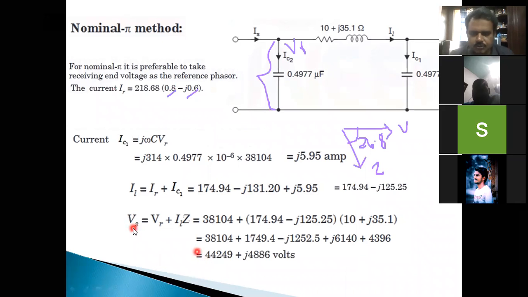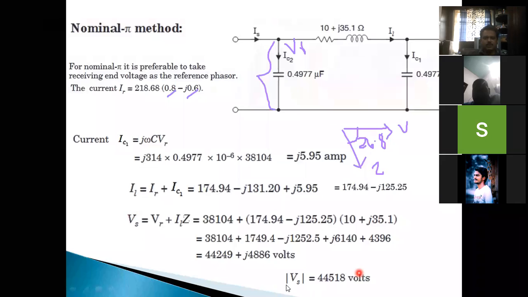Okay. So this is sending end voltage. This portion is sending end voltage. Once we know the sending end voltage, keeping the sending end voltage magnitude as constant, find out magnitude. So magnitude, it comes around 44.518 kilovolts. Okay. Next step, anybody?